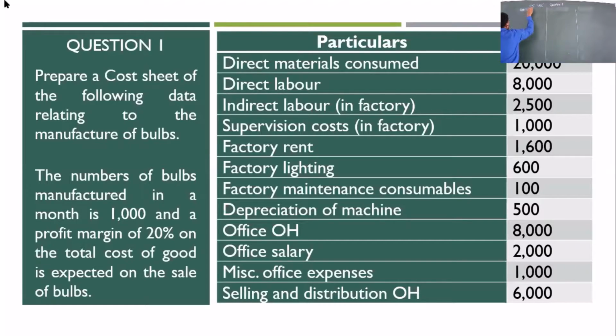So there are three important columns in the preparation of the cost sheet. You have particulars, then the total cost, and then cost per unit. Madhu sir, can you give me feedback about visibility? Is it better now? It's better now, sir. Okay, thank you, sir.